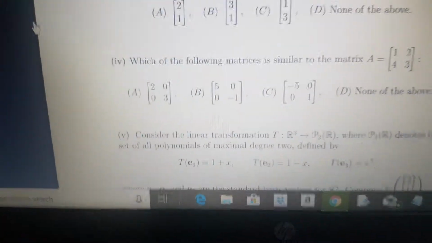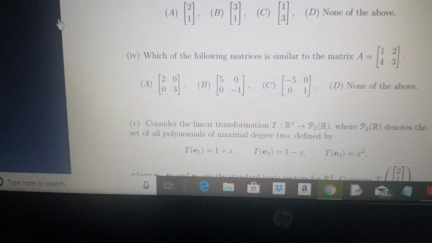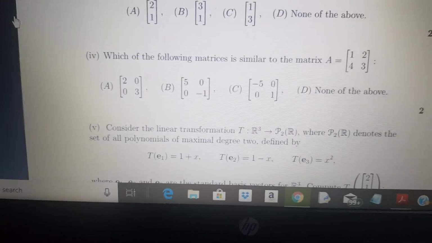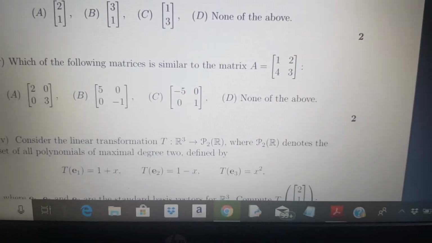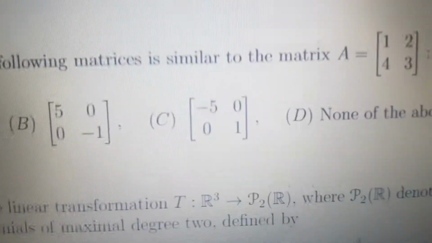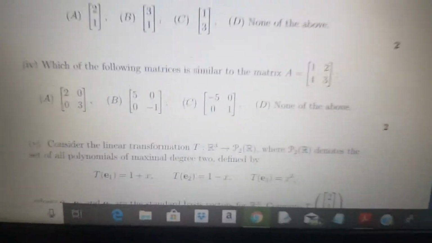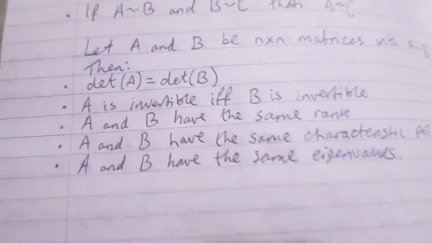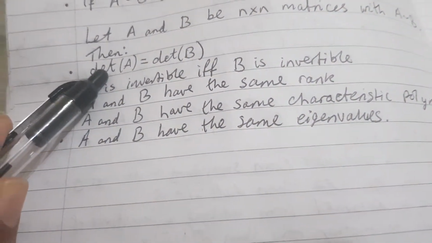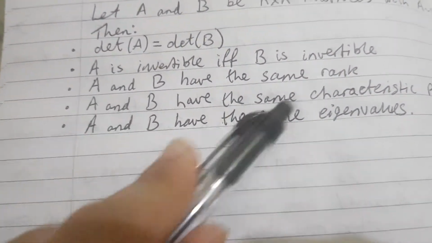I was not going through question 3, I was actually going through the one below that, question 4, sorry. Which of the following matrices is similar to matrix A? I've narrowed it down to B or C, because they both have the same determinant as A. Now, using this theorem that I just copied down, I need to go through all these other properties here.